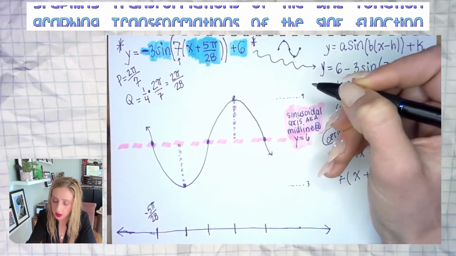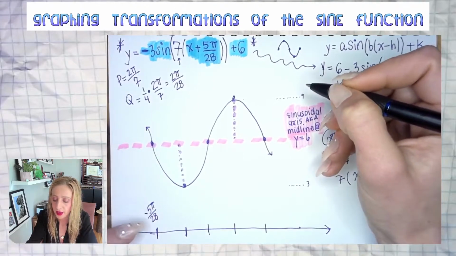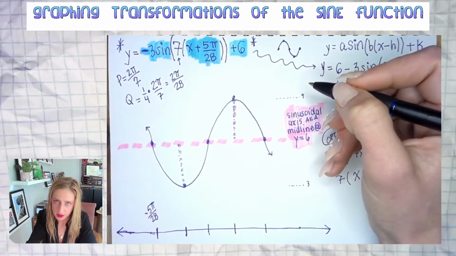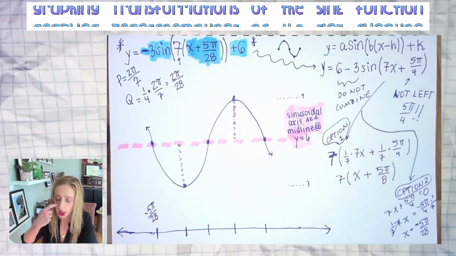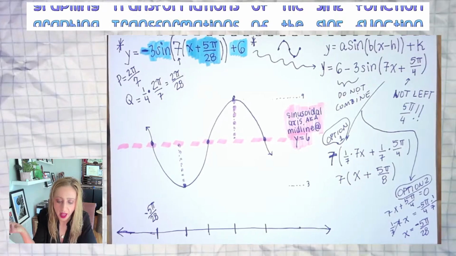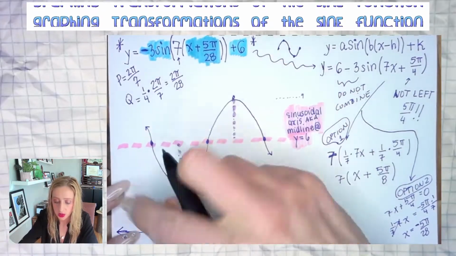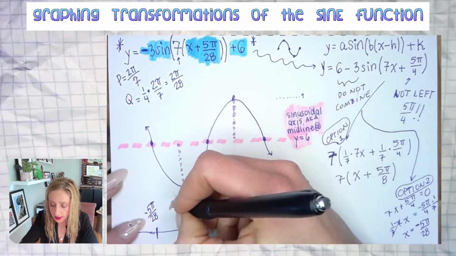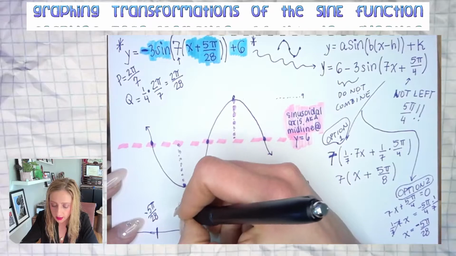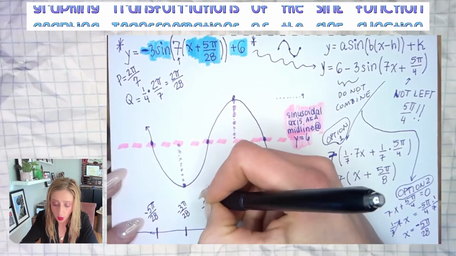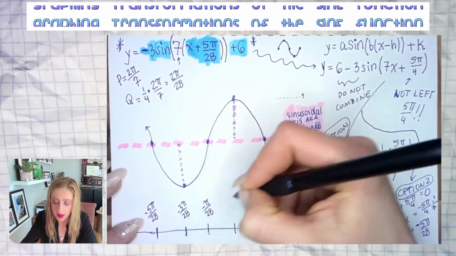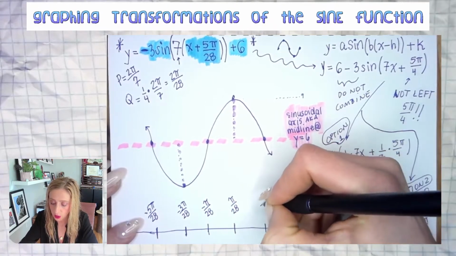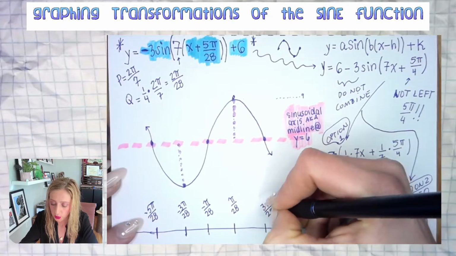Now, why is that convenient? Because I already have a common denominator, and it makes adding Q onto the H value a lot easier. If you don't have a common denominator, you'll find one and add that. So I'm going to keep adding 2 to my numerator until I get to my last tick mark. So if I add 2, I get negative 3 pi over 28. Add 2 more, that's negative 1 pi over 28. Add 2 more, that's positive pi over 28. And I add 2 more, and that's positive 3 pi over 28.